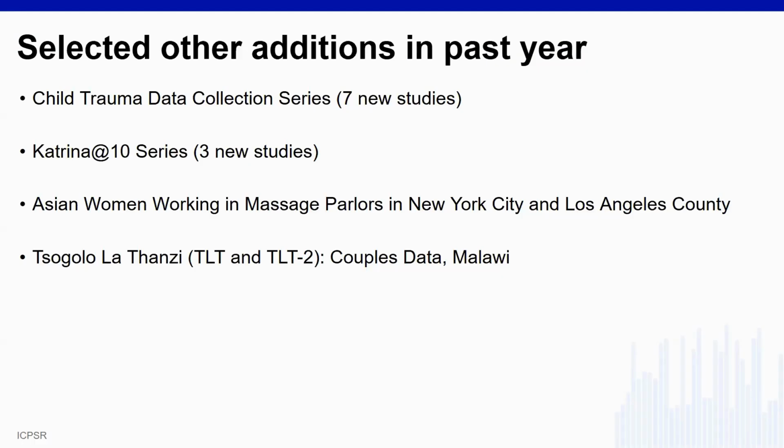The Katrina at 10 series started in 2015, 10 years after Hurricane Katrina, and it's got a retrospective and a prospective component. And we released 3 new studies from that effort this year. Asian women working in massage parlors in New York City and Los Angeles. This is an example of qualitative data that we have released. So this is, I think, about 120 interviews, detailed qualitative interviews with these workers. And we're capable of releasing that kind of data too. So if you have it or if you want it, come here, please. And finally, the TLT 1 and 2 data. This is reproductive health data from Malawi, longitudinal.